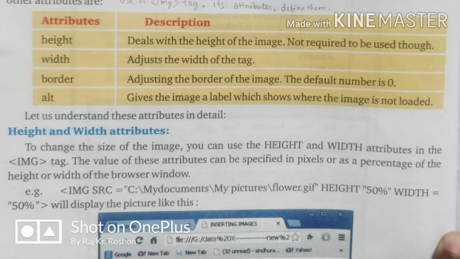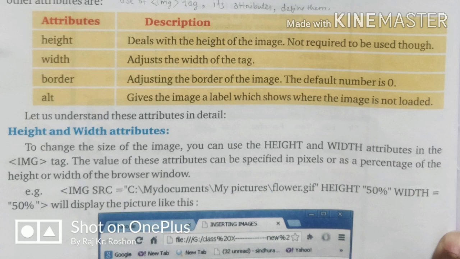Next is the attributes of the image tag. So here 4 attributes are given: height, width, border and alt. The description is written here. It is not very difficult, you can just read it and understand. Height will give you the proper height, what height you want the image to be and how it will appear on the screen. Width will give the width of the image. Border, if you want a border on the picture, you can use the border attribute.